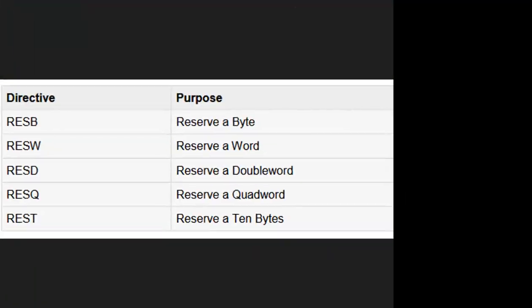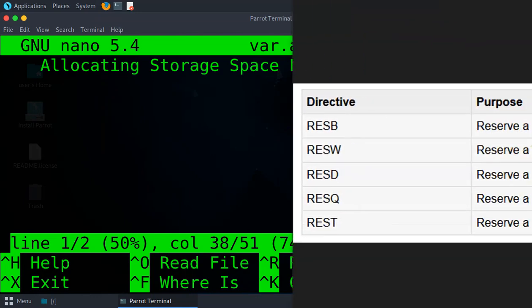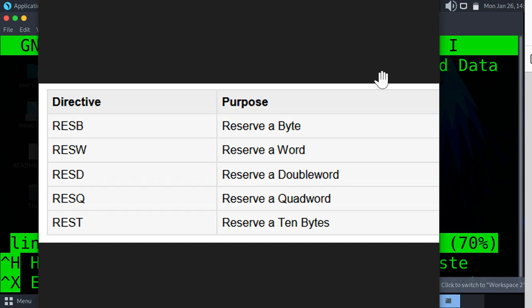Let's take a look at this example. I have an image here. As you can see, under the first column we have the directive, and then we have their purposes. The first directive is RESB. You should note the trend of these directives: they all start with RES, and the difference between them is at the end.